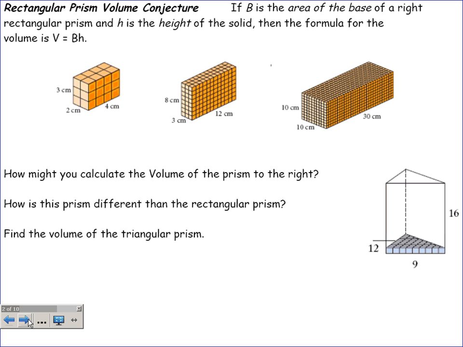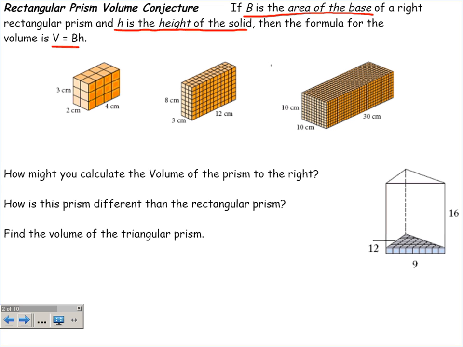Rectangular prism volume conjecture. If B is the area of the base of a right rectangular prism and H is the height of the solid, then the formula is V equals capital B times H. Does it matter that it's capital? Yes. It does. So using this, what are we going to define our base as here? The front, back, left, right, top, bottom.